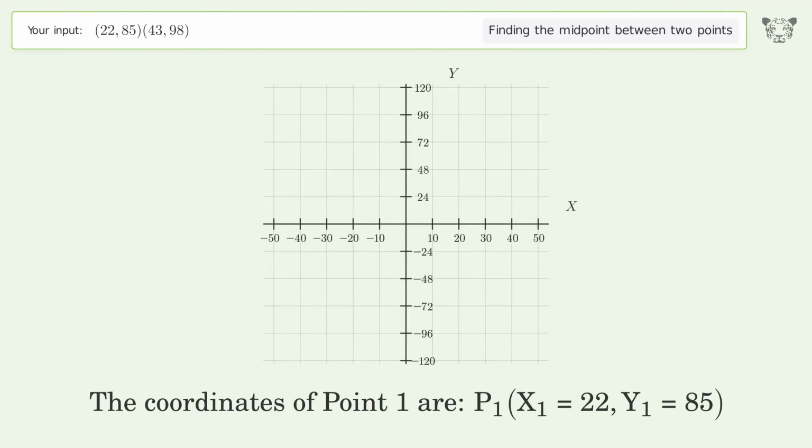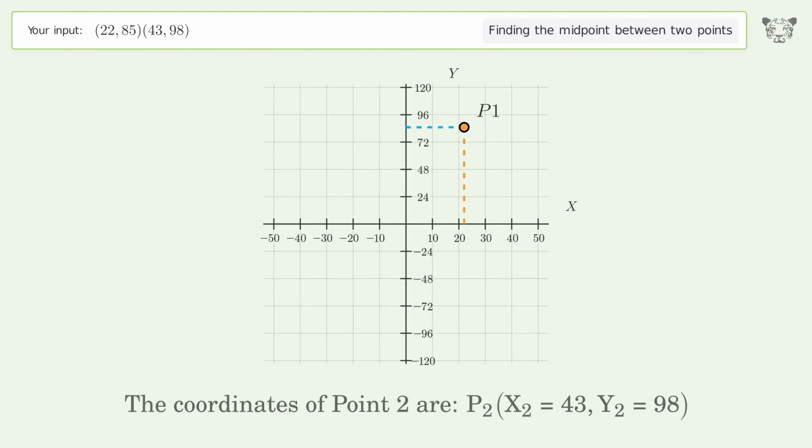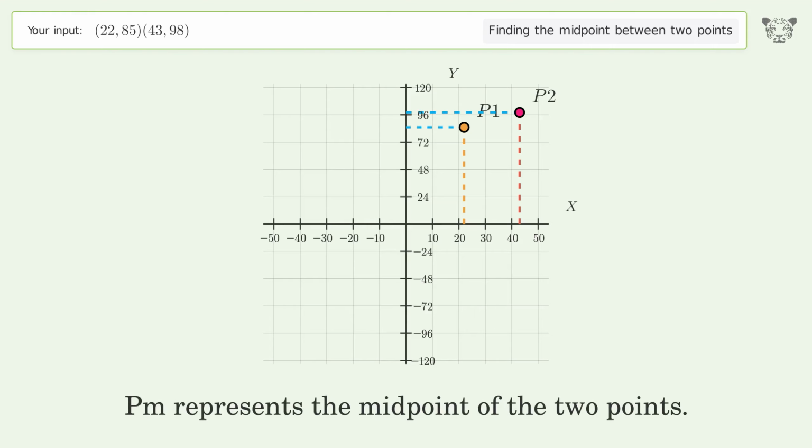The coordinates of point 1 are, x1 equals 22, y1 equals 85. The coordinates of point 2 are, x2 equals 43, y2 equals 98. PM represents the midpoint of the 2 points.